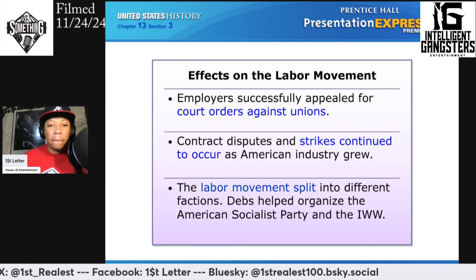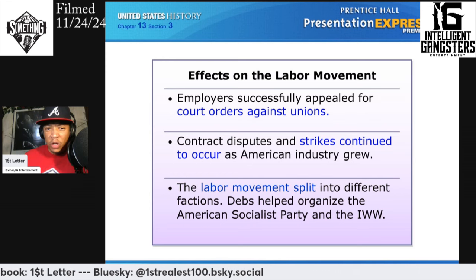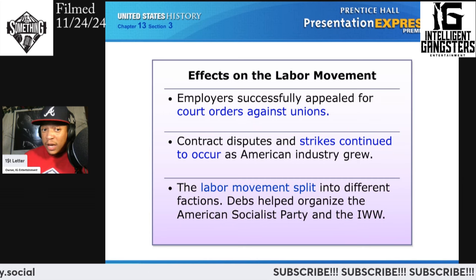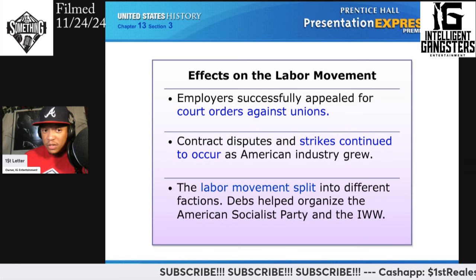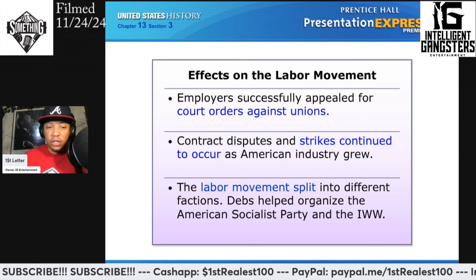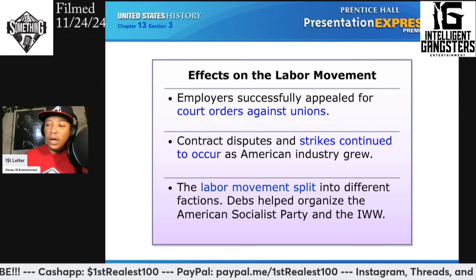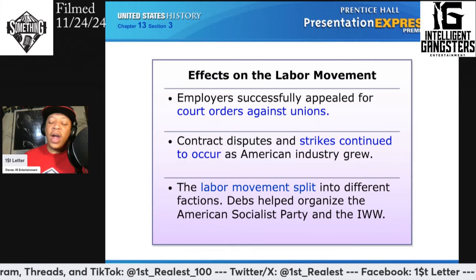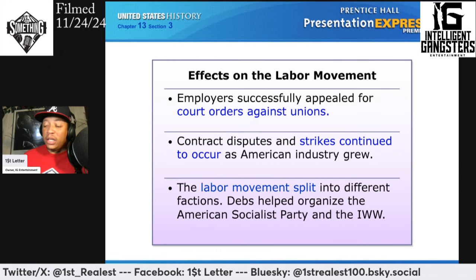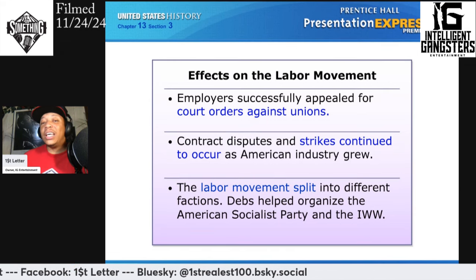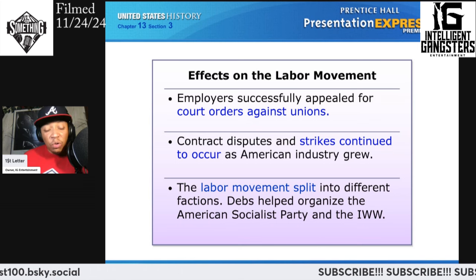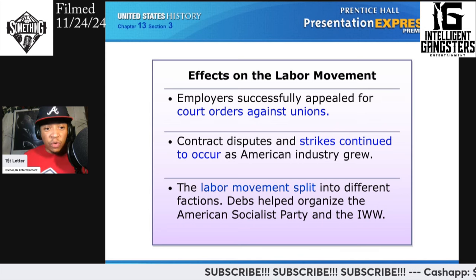Okay. Let's look at that first one up there. It said employers successfully appealed for court orders against unions. Remember I talked to y'all about the Sherman Antitrust Act. We looked at that previously. I told you that was put in place to try to stop monopolies, right? To try to stop the Rockefellers of the world and the Carnegies. I kept telling y'all they tried to regulate them with that. But in actuality, the industrialists started using that against the workers. They started using it to get the courts to stop the unions from doing anything because they started saying the unions were in restraint of trade.